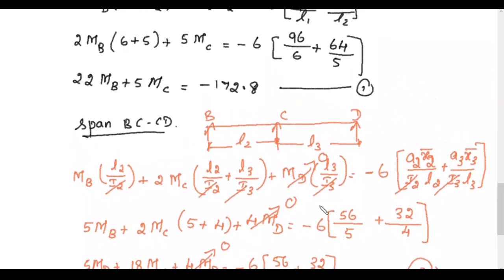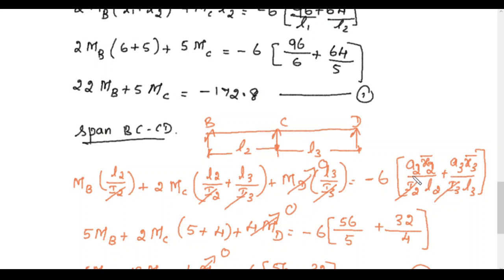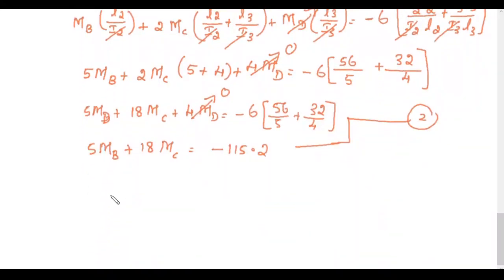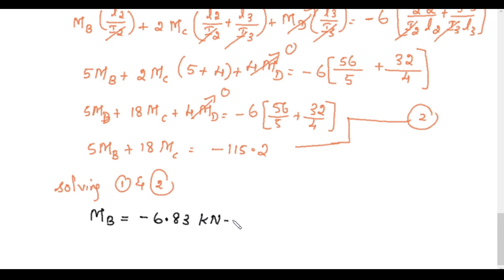Now we have equation 1 for the span ADBC, equation 2 for the span BCCD. So solving equation 1 and 2, we have two unknowns and two equations. We get MB is equal to minus 6.83 kilonewton meter and MC is equal to minus 4.5 kilonewton meter. So both the values are negative values.